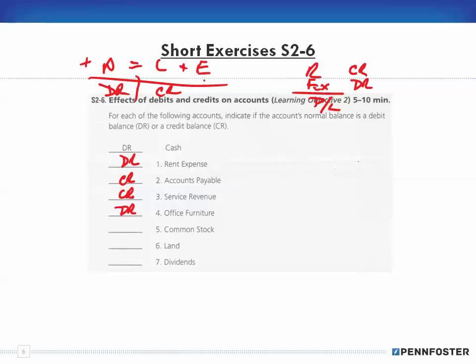Common stock is an equity account, all right? And we increase the equity on the credit side. Land is something we own, right? So that's like office furniture in that land is an asset, and we increase the asset on the debit side. And then dividends, we've determined that from the previous video, from the previous exercise, that we're going to say dividends are equity, and we increase the equity on the credit side. Okay, so I'm going to stop here and pick up with the next problem in the next video.